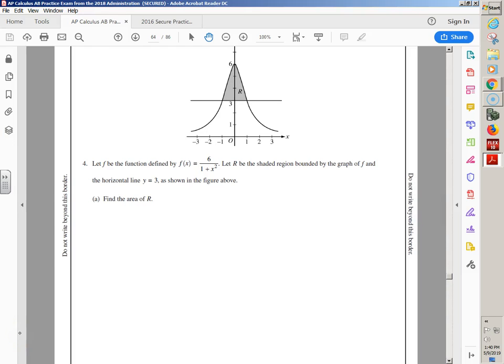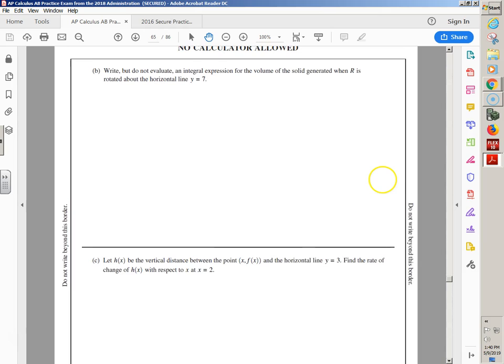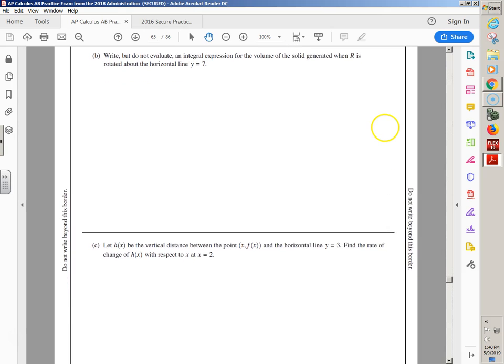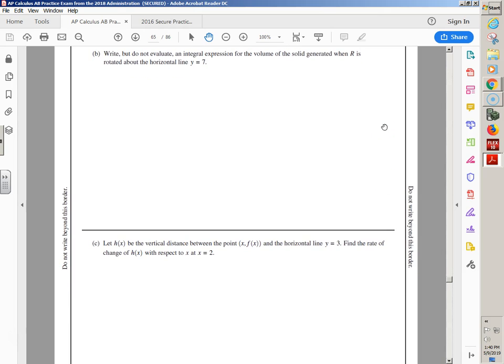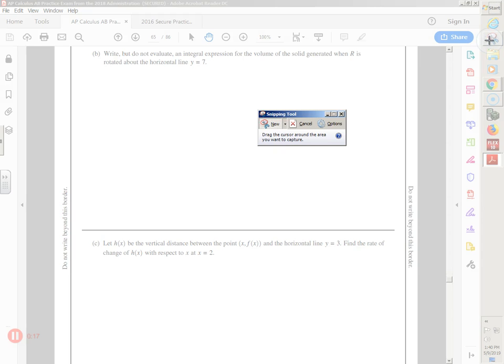For letter A, you should have already figured out the intersection points between the function and the horizontal line. They are negative 1 and 1, just by setting them equal to each other. B says, and actually, does anybody have a question on C? I've had quite a few people asking me about C.